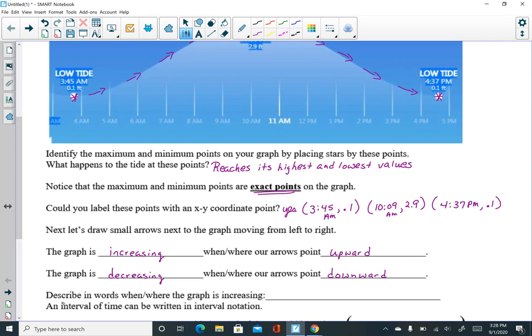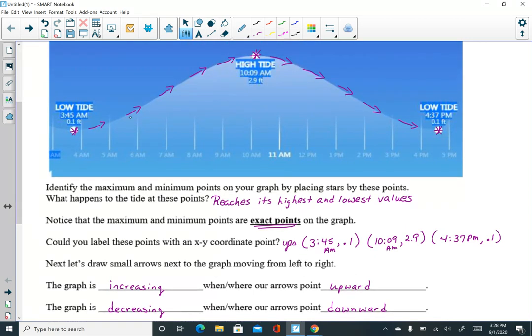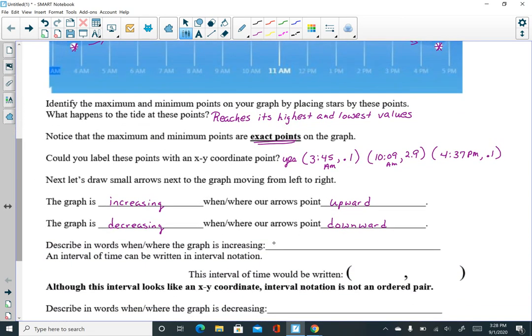Below that, it says, let's describe in words when and where the graph is increasing. So we said, well, you're increasing where your arrows are pointing upward. So I'm increasing then from 3:45 a.m. to, I get to that high tide of 10:09 a.m. So in words, I would say, okay, I'm increasing from 3:45 a.m. to 10:09 a.m.